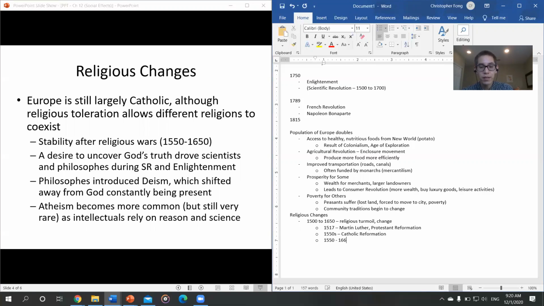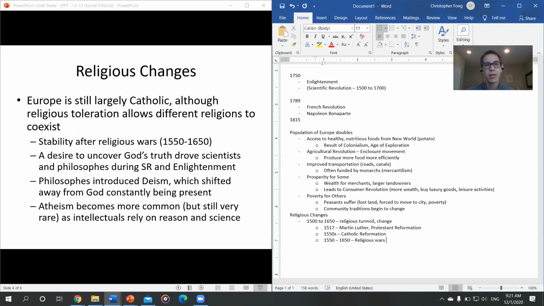And then 1550 to 1650, we have 100 years of religious wars. The German Wars of Religion, the French Wars of Religion, the Revolt of the Netherlands, and the 30 Years War. And so when we start looking at 1648, Europeans have been living through religious conflict and religious turmoil for 150 years. Nobody alive knew of a time when Catholicism was the dominant religion.